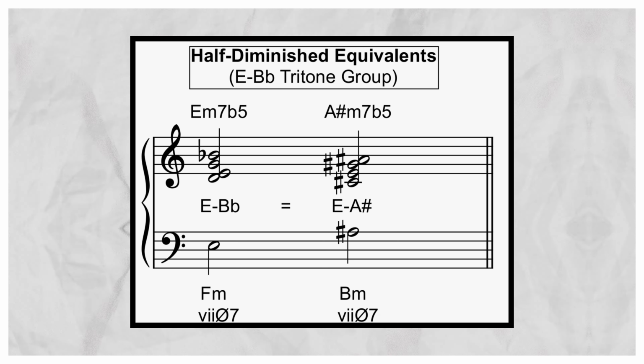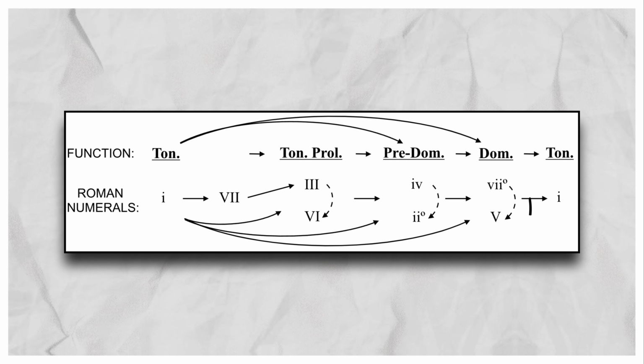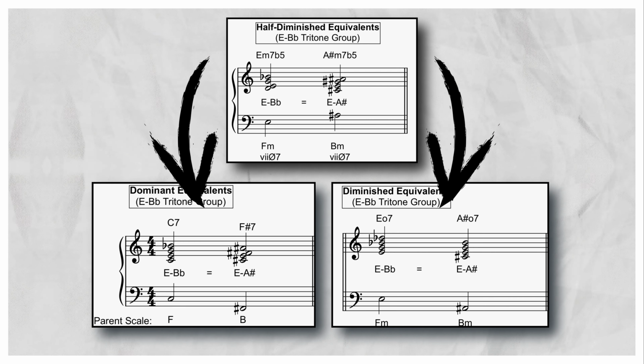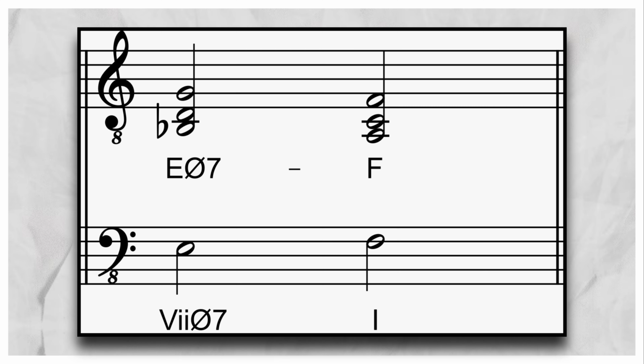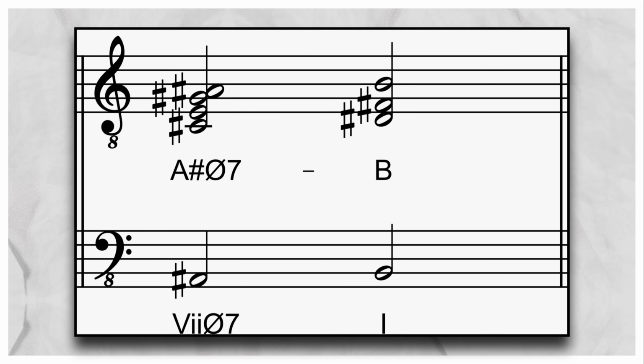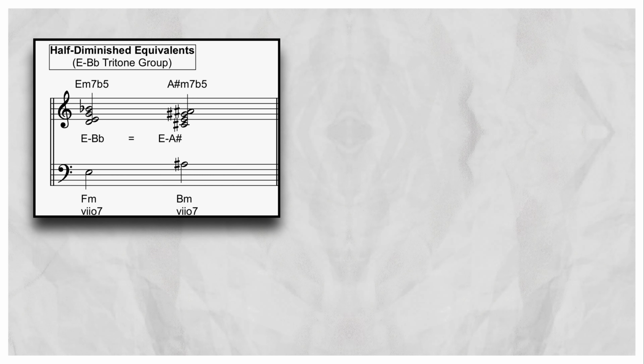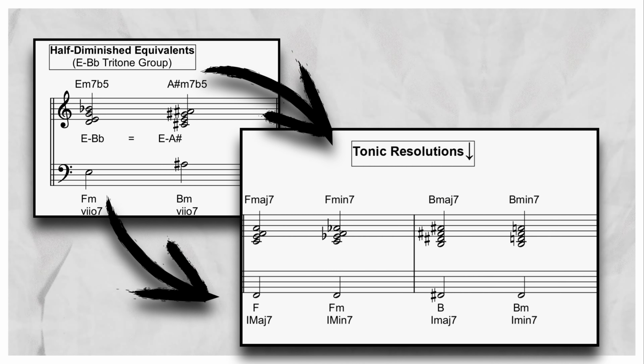Lastly, we have our third group, the half-diminished equivalent group. The function of the half-diminished chord is not as cut and dry as the other groups, but for the sake of this video, let's assign them to a dominant function, meaning they act the same as our previous groups. E half-diminished 7 diatonically resolves to F major, and naturally appears in the F major and F melodic minor scales. A sharp half-diminished 7 diatonically resolves to B major, and naturally appears in the B major and B melodic minor scales. Again, they're tritone equivalents, so both chords can resolve to F major, F minor, B major, and B minor.